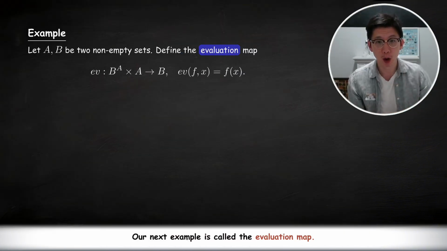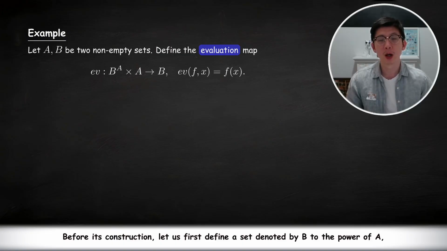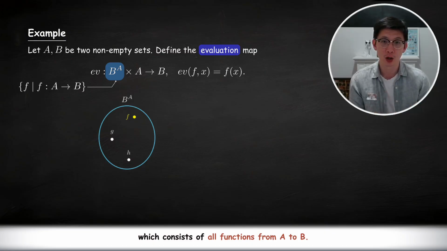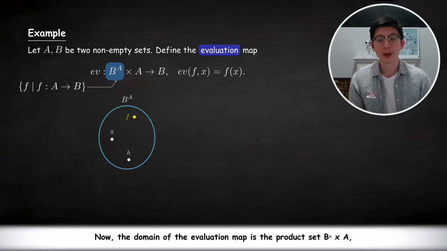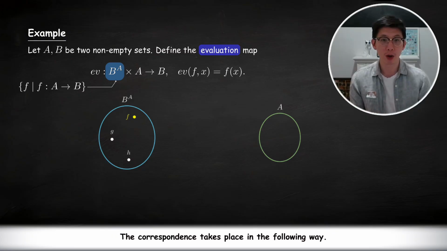Our next example is called the evaluation map. Before its construction, let us first define a set, denoted by B to the power of A, which consists of all functions from A to B. Now, the domain of the evaluation map is the product set B^A cross A, and the codomain is the set B. The correspondence takes place in the following way.